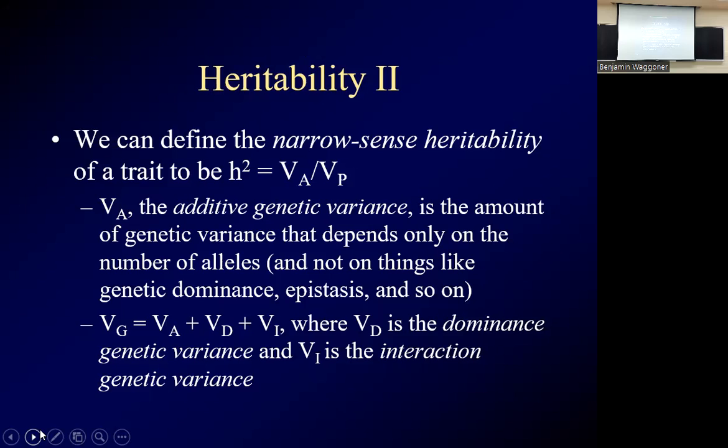Here's where people sometimes fall off the rails a little bit. When you take genetic variability, you can break that down into 3 different components. Variation due to genes, you can subdivide into additive genetic variance, dominance genetic variance, and interaction genetic variance. What the heck did I just say?